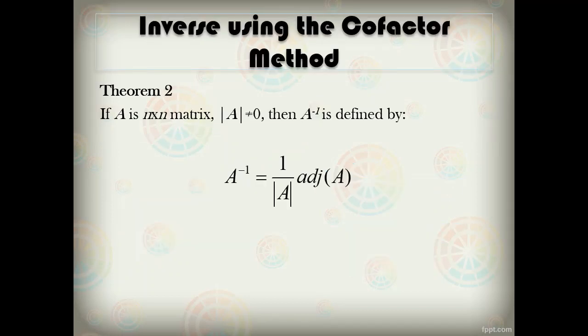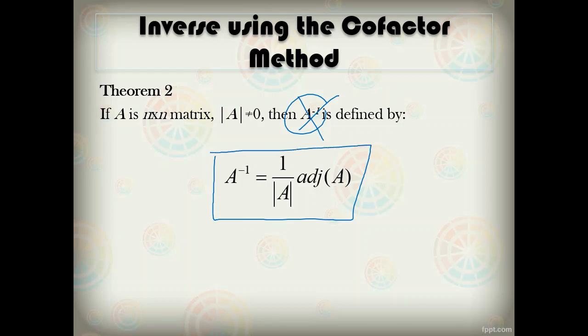Same thing applies. You must make sure that your determinant is not equal to 0. If the determinant equals 0, A inverse does not exist. So this is the formula: A inverse is equivalent to 1 over determinant of matrix A times the adjoint of matrix A.